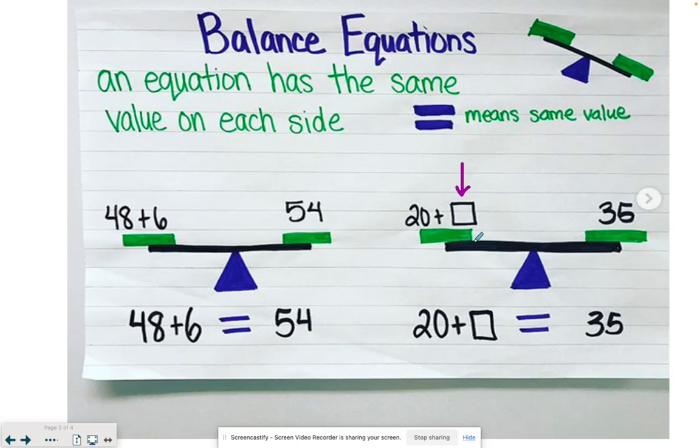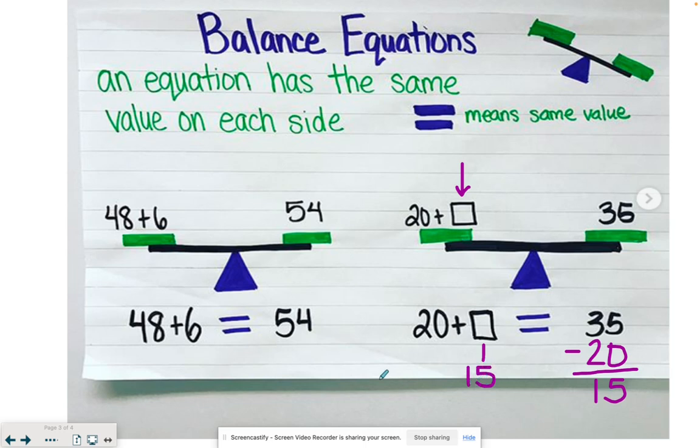I have 20 plus something, and I need to get an overall amount of 35. So I have to think, what plus 20 equals 35? One simple way I could do this is I can subtract out the amount I already have known. So I can take 35, I can subtract out 20, and I will find out that it is 15. So my missing box here is 15.